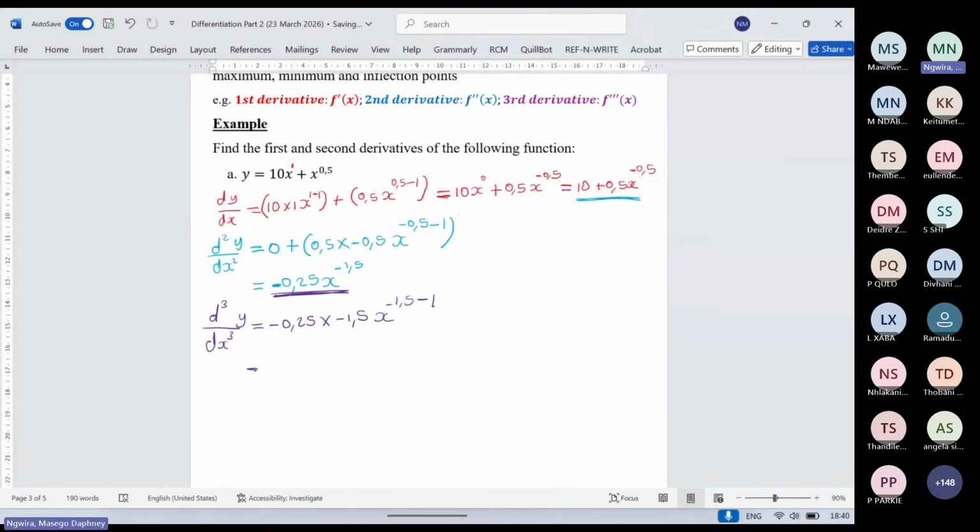Then my answer here is going to be positive. So 0.25 times negative 1.5 is 0.375.